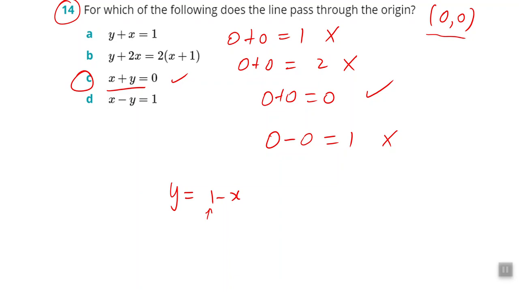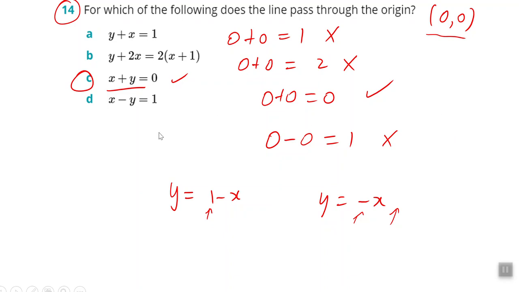Similar for B and D, but if we do equation C and rearrange it, I get y equals negative x. Now the gradient's negative 1, but the y-intercept, there's nothing there, so it does go through 0 for the y-intercept, which means the x-intercept's also 0. So by default, that does pass through the origin.